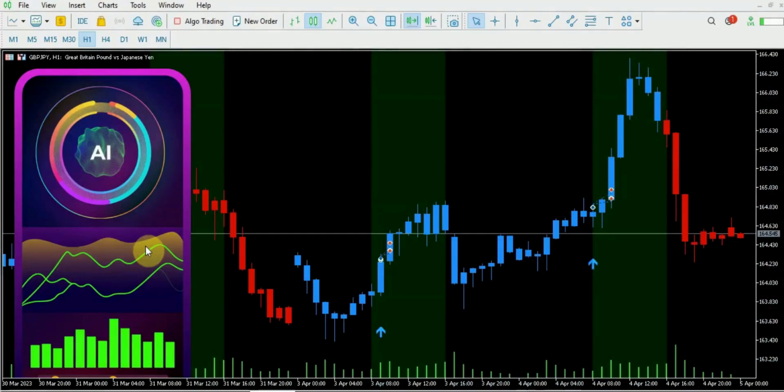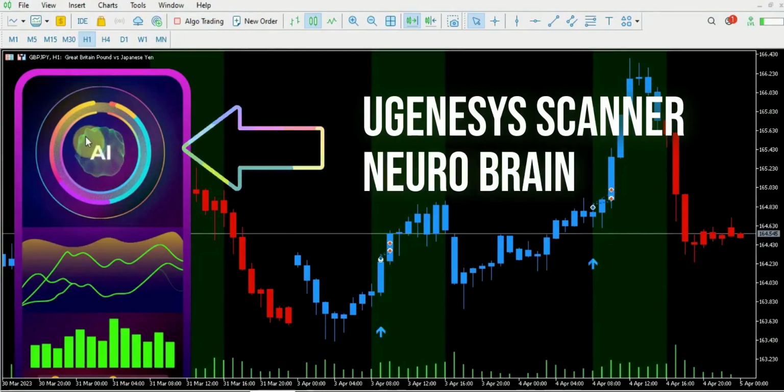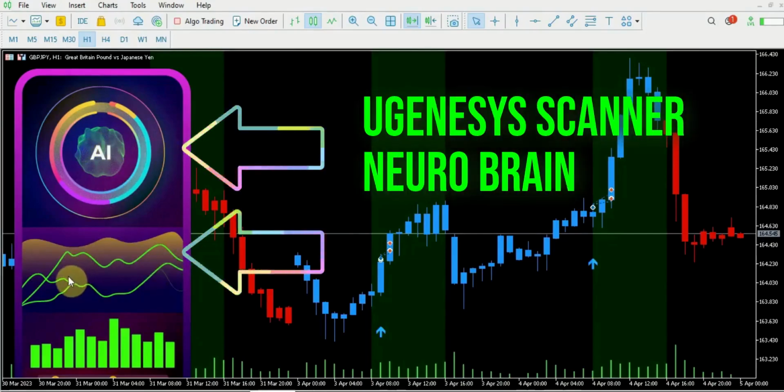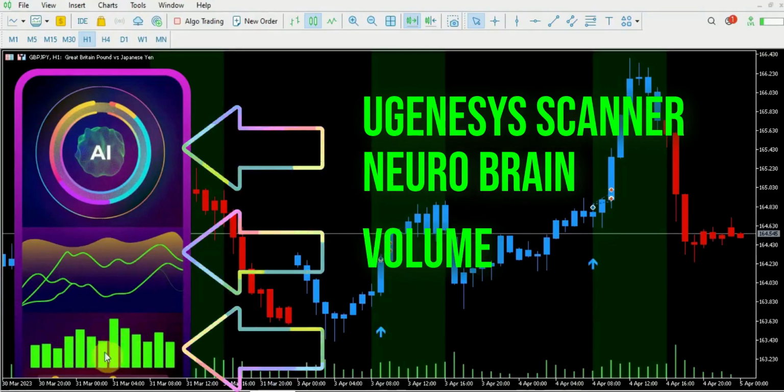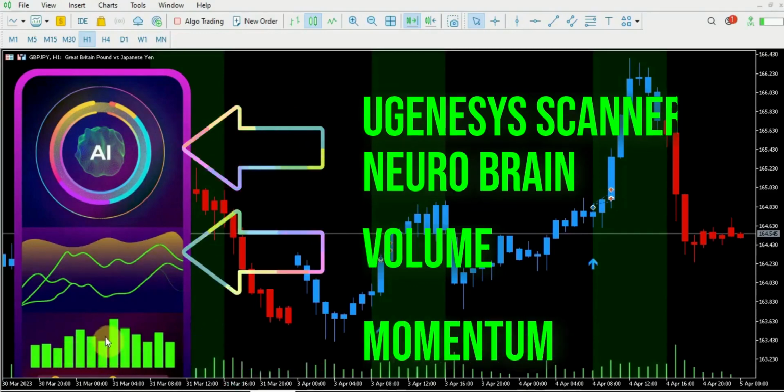So right here is our uGenesys scanner. And so we know that we're in an uptrend because we see the different elements here in green. So first, you can look up here, and this up here is our uGenesys scanner. And inside here, where you see the AI, this section here is called the neurobrain. This is in green, okay? And right below that, you can see these lines here. This is our volume section, and it's also green. And below that, we also have this section here, our momentum, and it's also green. So this indicates that we are in the uptrend.